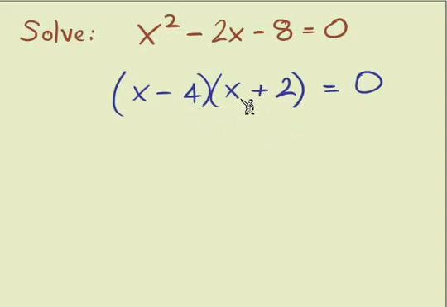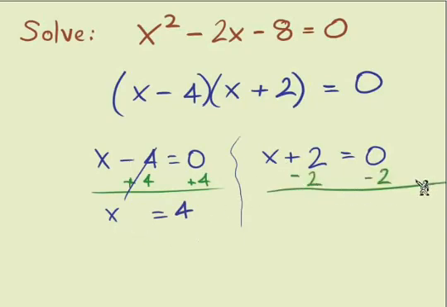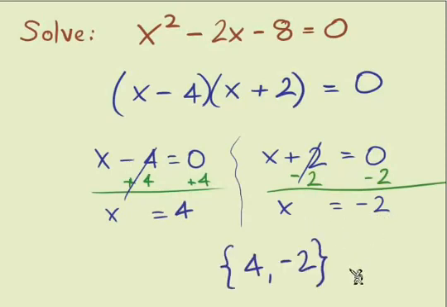And now we can spot the two parts of this equation that multiplied together equal 0, so we can split up into individual equations that equal 0. x minus 4 equals 0. To solve this, we're adding 4 to each side. Takes us to x equals 4. This equation, subtract 2 from each side, takes us to x equals negative 2. And we have our solution set, positive 4 and negative 2.